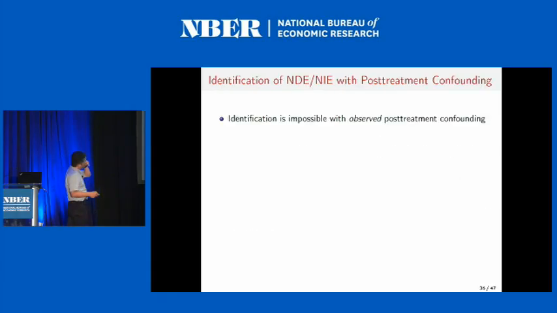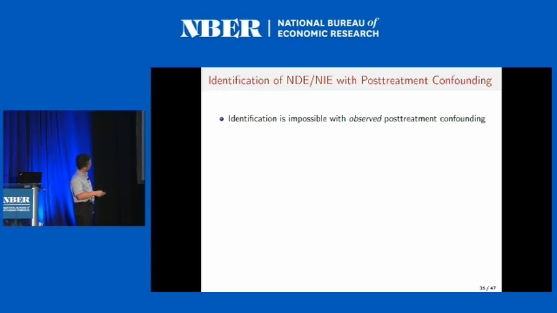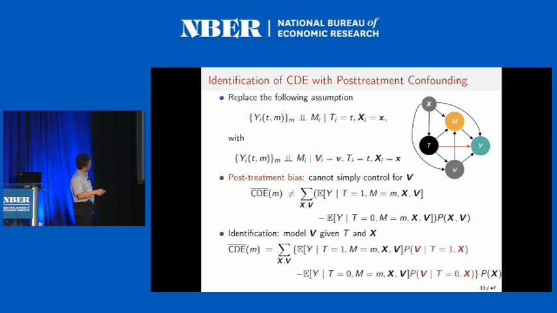Okay. What about the natural direct effect and natural indirect effect in this setting? This one has an actual fundamental difficulty. It turns out the identification assumption is not going to be satisfied even with the observed post-treatment confounding. The reason you can see relatively easily is by, again, thinking about this non-parametric structural equation model. Here we have the post-treatment confounder V, which is a function of T, and M is now a function of T and V, and Y is a function of M, V, and T. That's just this DAG that I had. So this DAG is equivalent to those three equations.